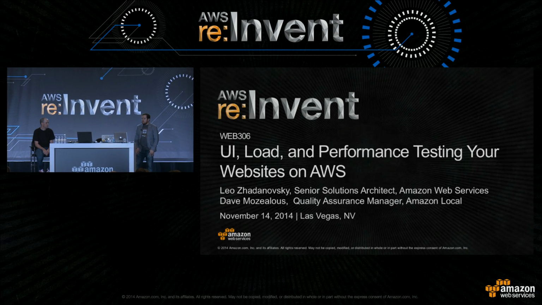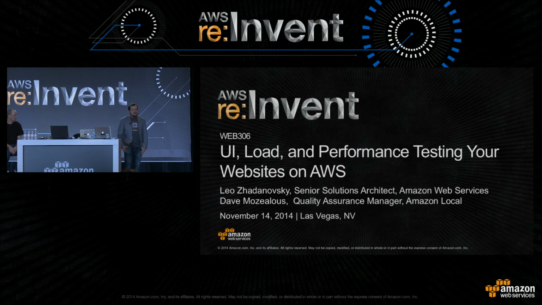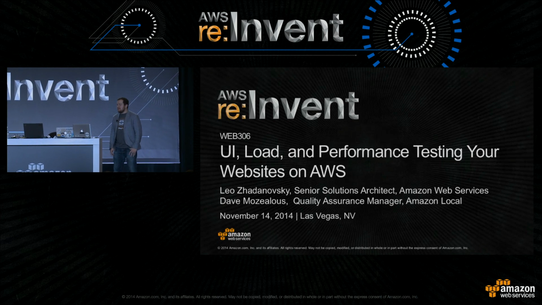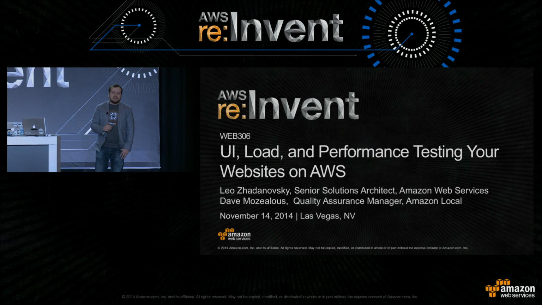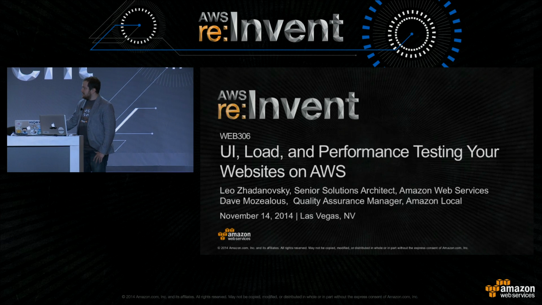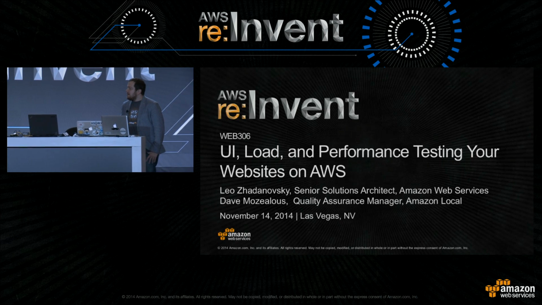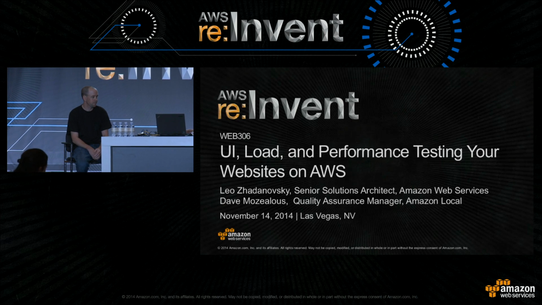This is WEB306. We're going to be talking about UI testing, load testing, and performance testing your website on AWS. I'm Leo Jadnowski. I'm a solutions architect at Amazon Web Services, and I'll let Dave introduce himself. Yeah, and I'm Dave Mozelles. I'm the quality assurance manager for Amazon Local.